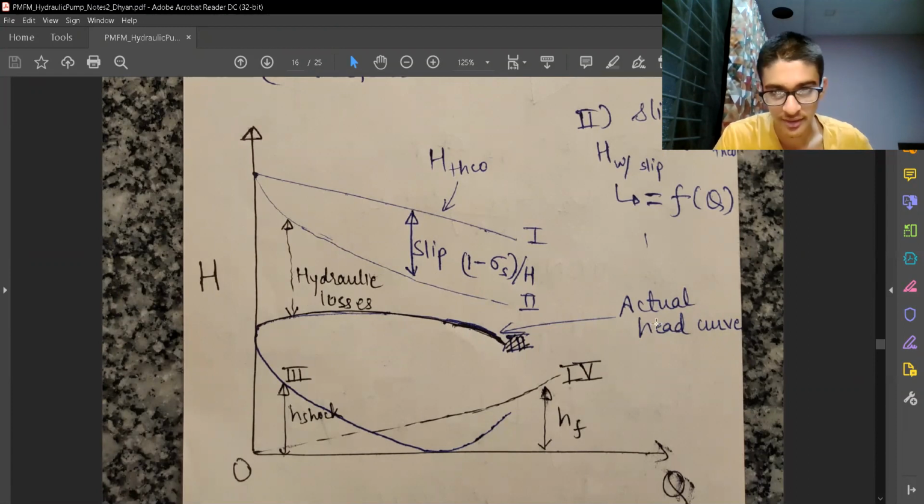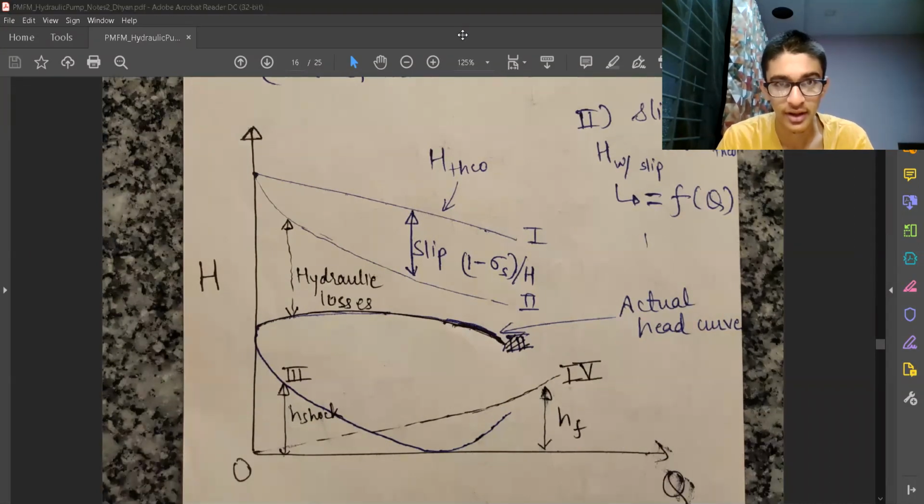So there are hydraulic losses, shock loss, and slip loss, which are happening, and frictional loss. So I'll explain about these losses in the next video. And after subtracting all the losses, this is the actual head curve which we are getting for discharge. So this head curve will be helpful for selecting the pump. So in the next video, we'll start with different kinds of losses and how we can quantitatively define them.